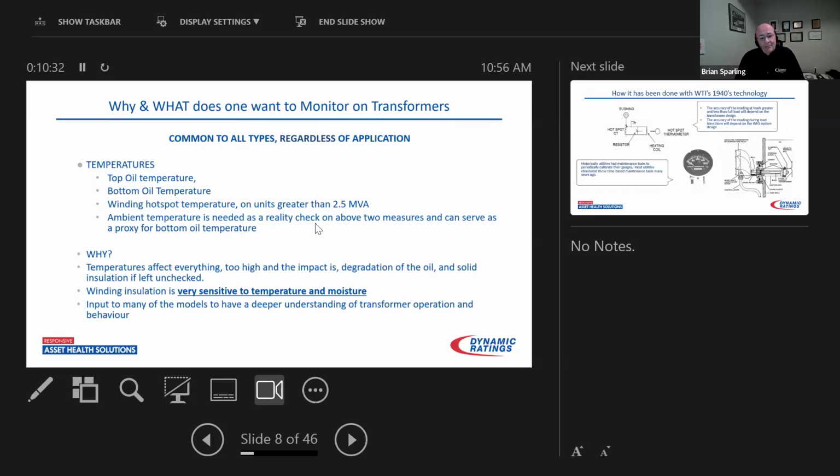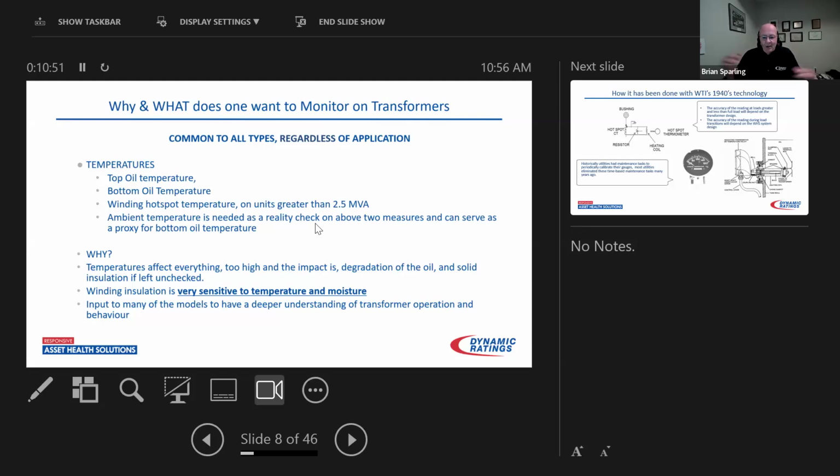So why? Because temperatures affect everything. If it's too high, the impact is degradation of the oil and the solid insulation if it's left unchecked. The winding insulation, the paper, is very sensitive to temperature and moisture, as Drew was pointing out earlier.